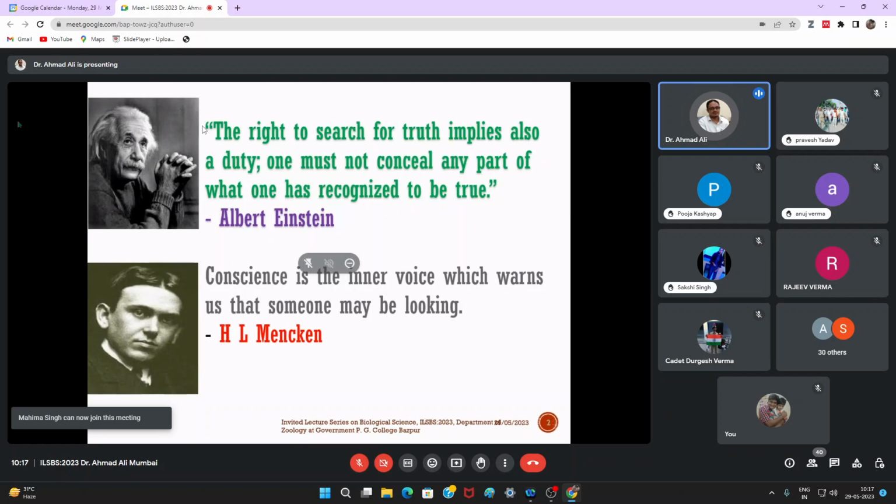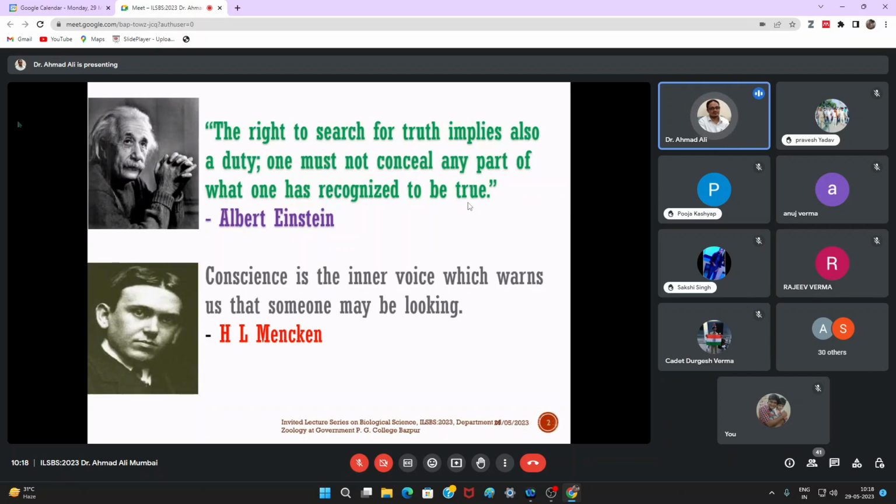So the famous quote of Albert Einstein is, "The right to search for truth implies also a duty. One must not conceal any part of what one has recognized to be true." So you will make sense of this during the presentation, and you can make sense now also: the results or data which we get should not be presented as per our wish, what we want to. So in toto, whatever we get, we have to report.